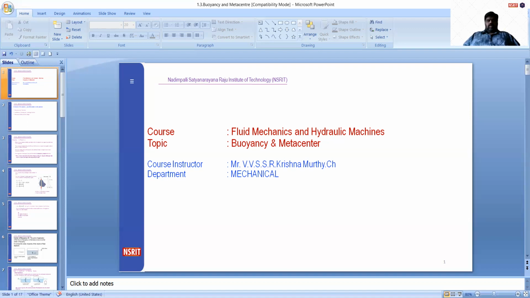So now we have the conditions for metacentric height. If the position of the metacenter is above the center of gravity, then it is a stable condition. If it is below, it is unstable. And if the positions are equal, then it is said to be neutral equilibrium. Okay. So the difference between metacentric and buoyancy.